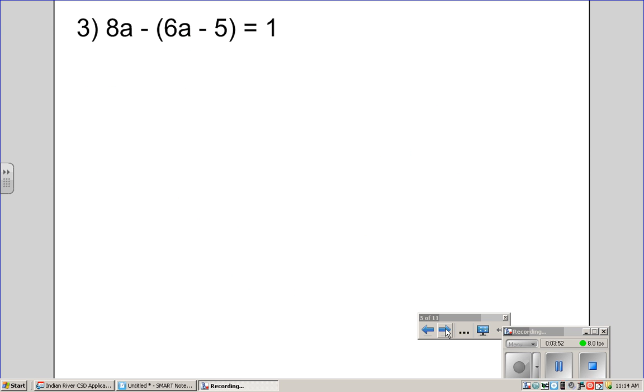Number 3, we see parentheses. When you have parentheses, you need to distribute. Now, when you distribute, you need to look for the number right before the parentheses. In this case, there is no number there. So I want you to write in a 1.